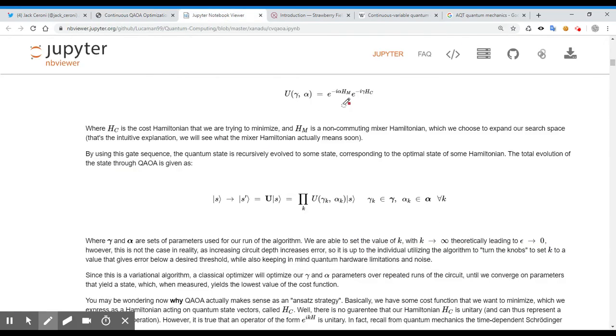Whereas in the discrete version, I think basically what you're saying is you've got your cost function and the mixer part. So you apply first the cost, then the mixer, right? That's the concept. But all this is telling you is that it's making it so that it's forced to be unitary, because it has to be something you can put into a quantum circuit.